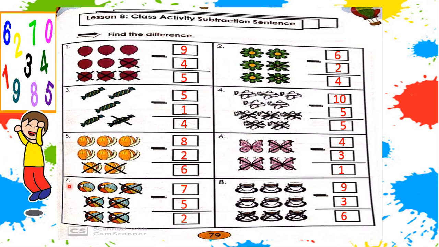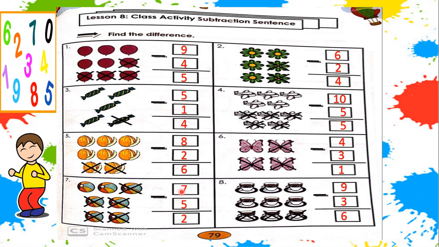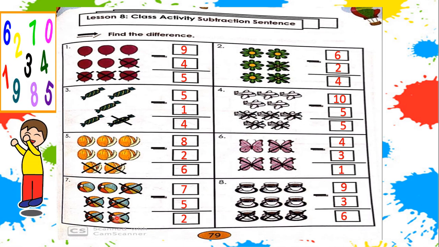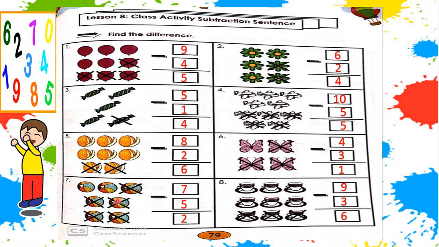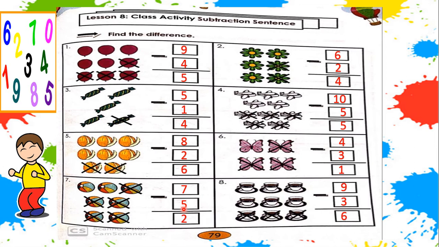Okay, let's go to number 7. We have here the colorful balls. So we have 7. 1, 2, 3, 4, 5, 6, 7. You have 7 minus 5. 1, 2, 3, 4, 5. That's why you write 5 here.